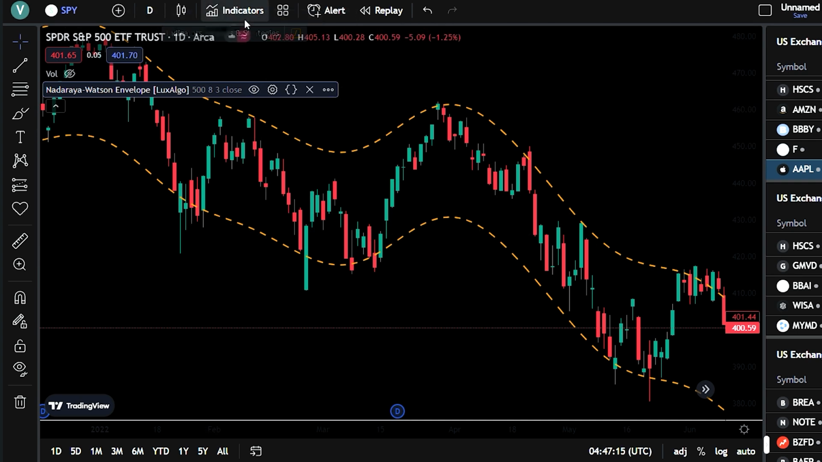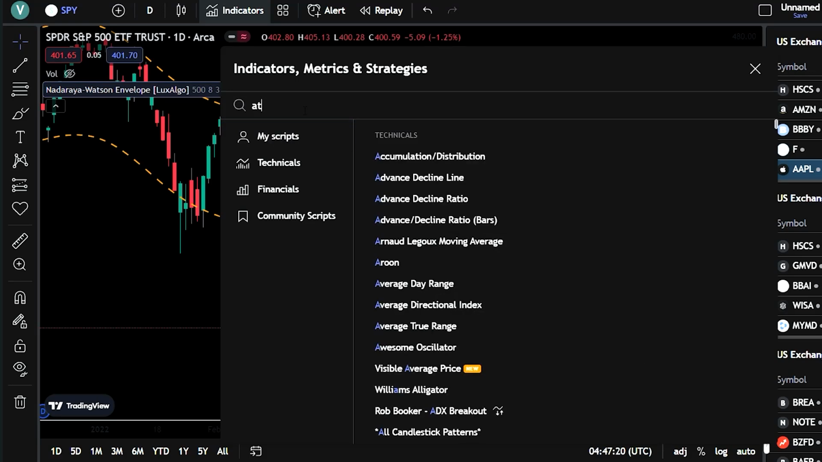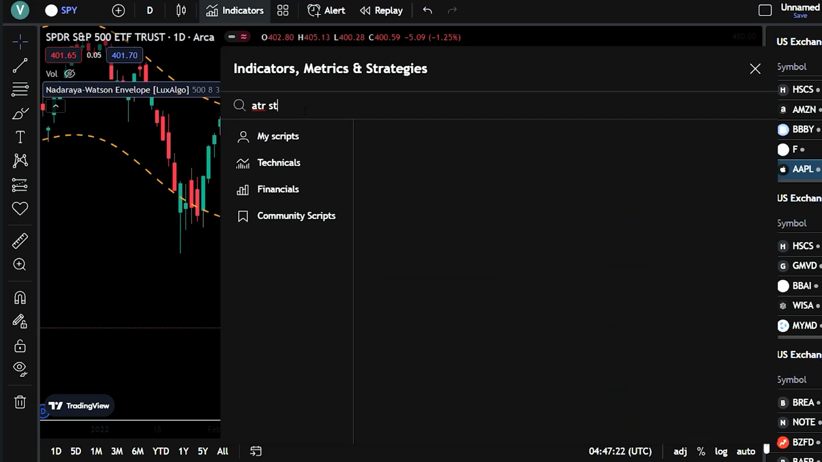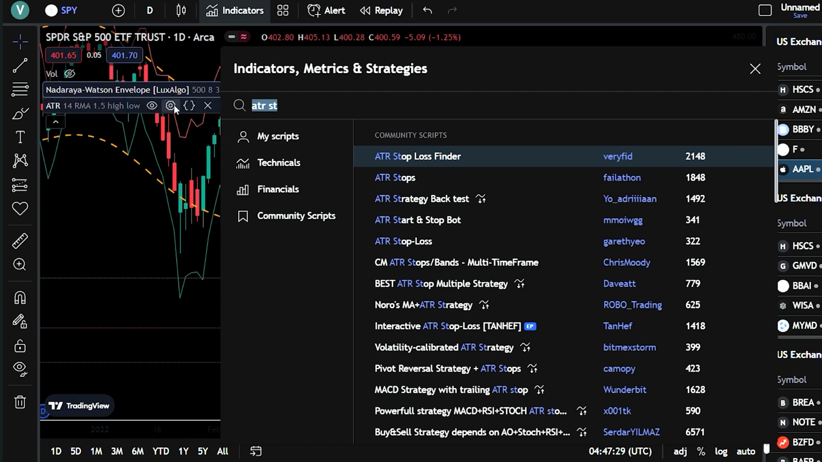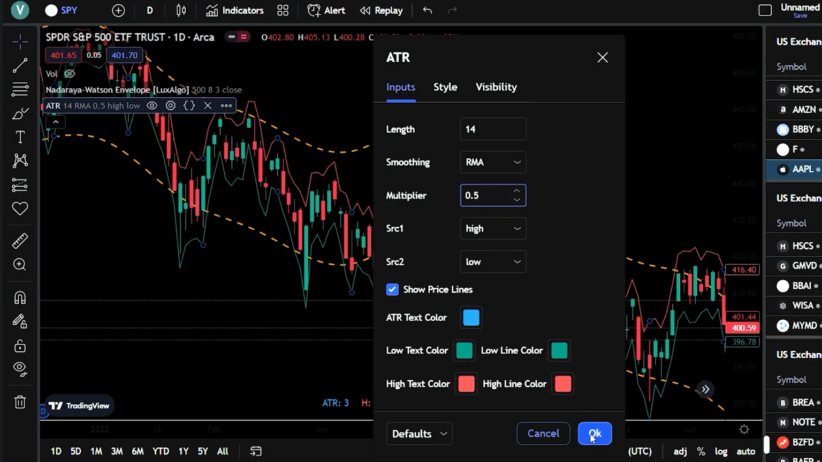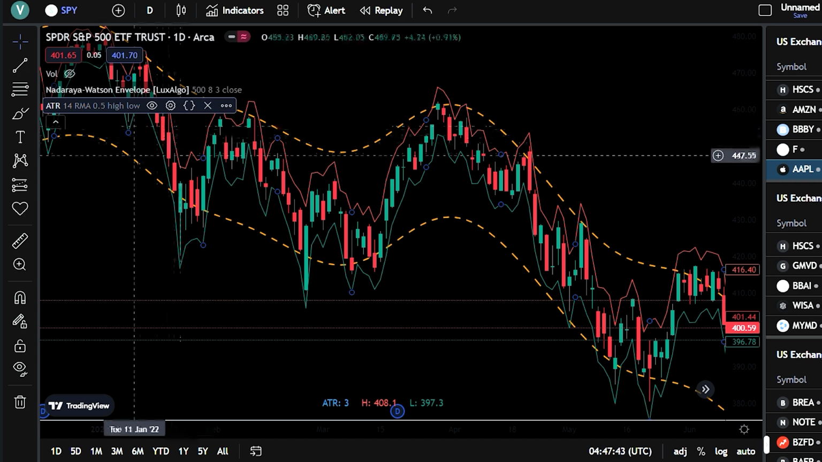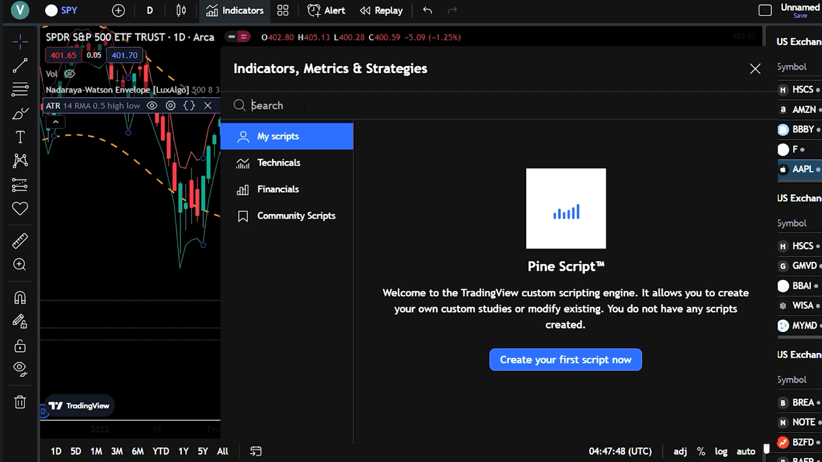Then the other 2 indicators we're going to add. The next one is the ATR Stop Loss Finder by Veryfid. Add that. We're going to make some changes to that one as well. Go into settings, and here we're going to change the multiplier. Instead of 1.5, we're going to change this to 0.5. Click OK.